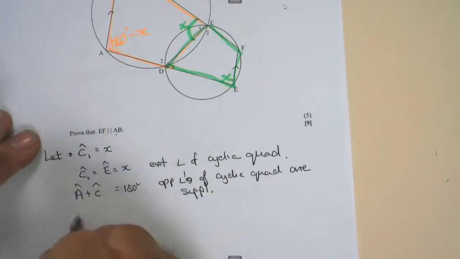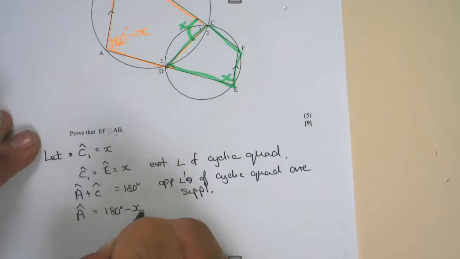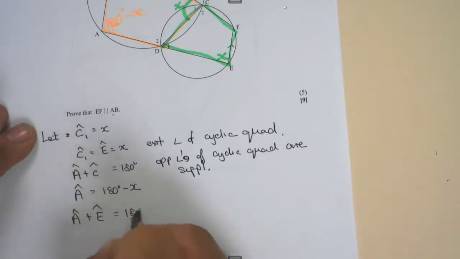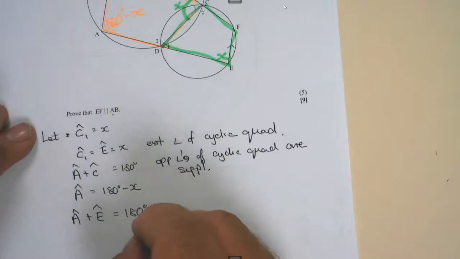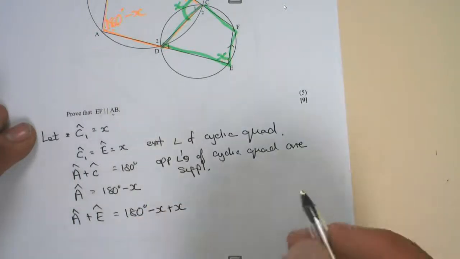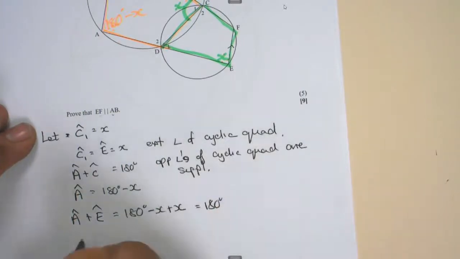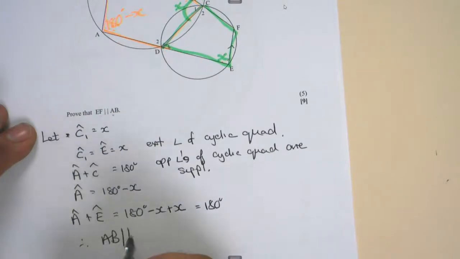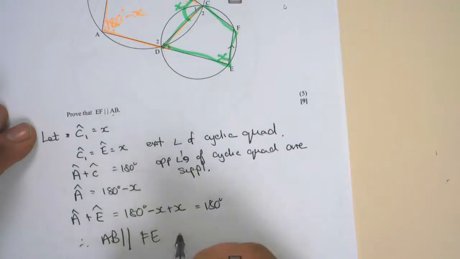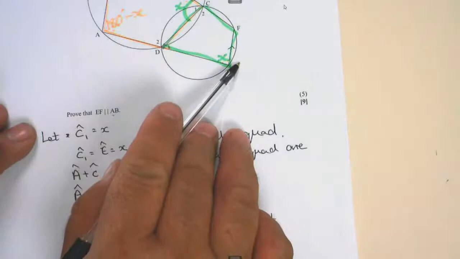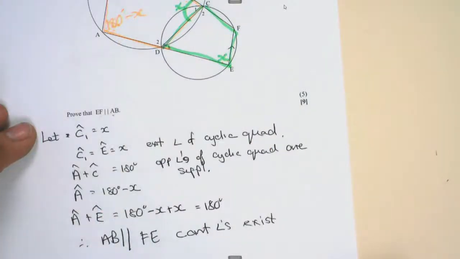So in this case, we can say that angle A is equal to 180 degrees minus X. And then we can say that angle A plus angle E is equal to 180 degrees minus X plus X, which is equal to 180 degrees. And therefore, AB is parallel to FE. We can say co-interior angles exist. Because angle A plus angle E adds up to 180 degrees, the two lines are parallel because co-interior angles exist.